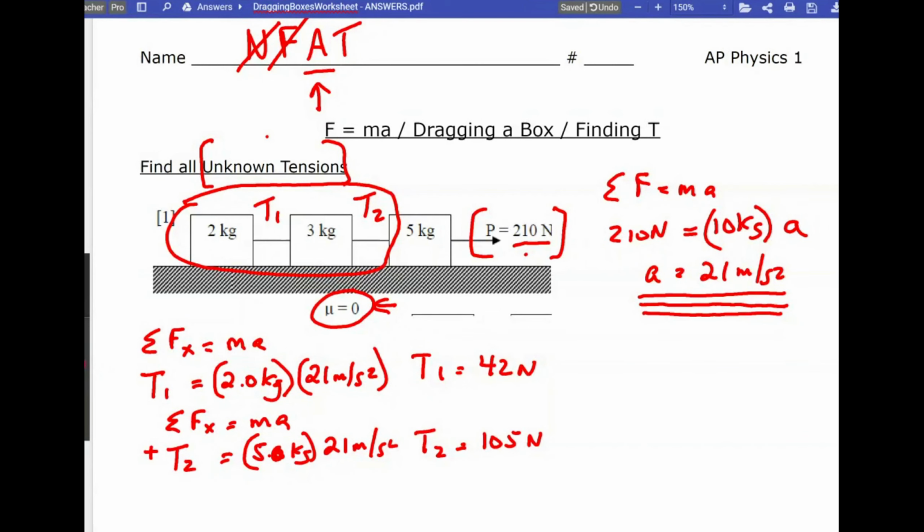So that's how you do it. When you have multiple bodies in your system, you have to isolate each part. To get T1, I have to recognize that it only accelerates the 2 kilogram mass. To get T2, I recognize that it only accelerates 3 plus 2, a 5 kilogram mass.